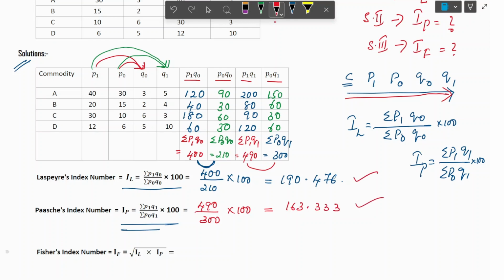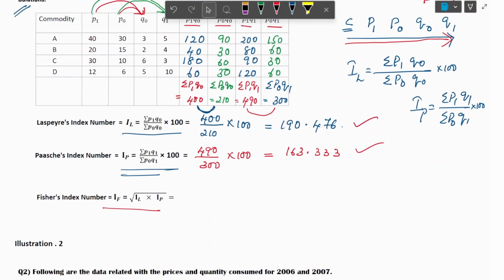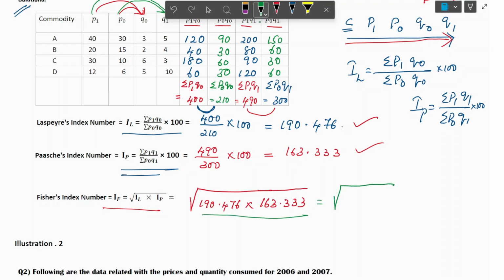These two values, step number 1, step number 2, finish. Now we are going to substitute in the formula, that is IF is equal to square root of IL into IP. You already calculated what is IL and IP. Now we are going to write the values. 190.476 multiplied, extend the square root, 163.333. What are you going to do? Using calculator, multiply these two values. Then you are going to calculate your root. Therefore, after multiplication, you are getting 31,110 point, and don't round in between. We will round up the figures last. Therefore, this is the square root.